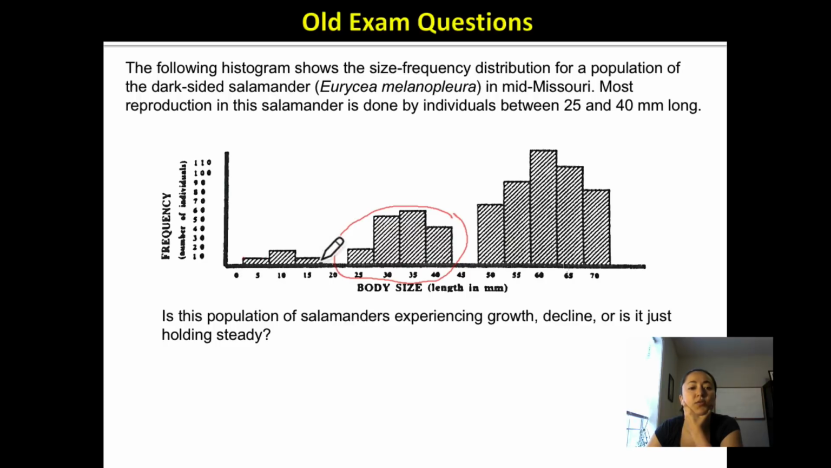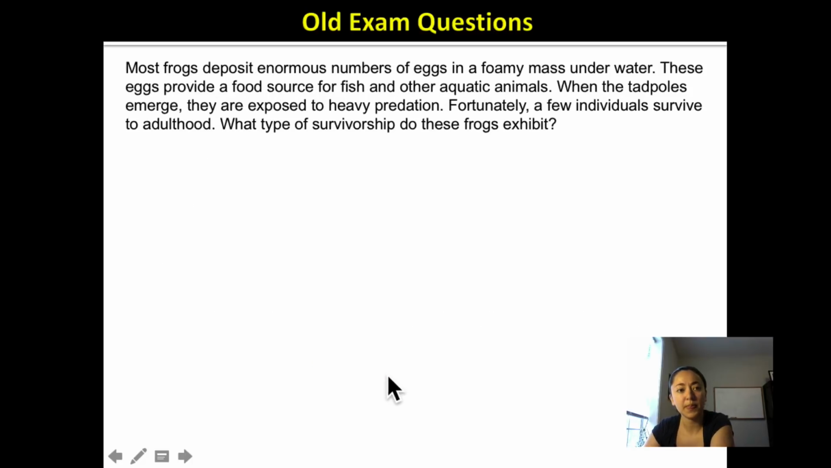Well, you can see that there's relatively very little young, so this would be the same thing as having an age structure chart that looks like this. So the population is declining. There's a lot of old individuals, but very few young individuals.